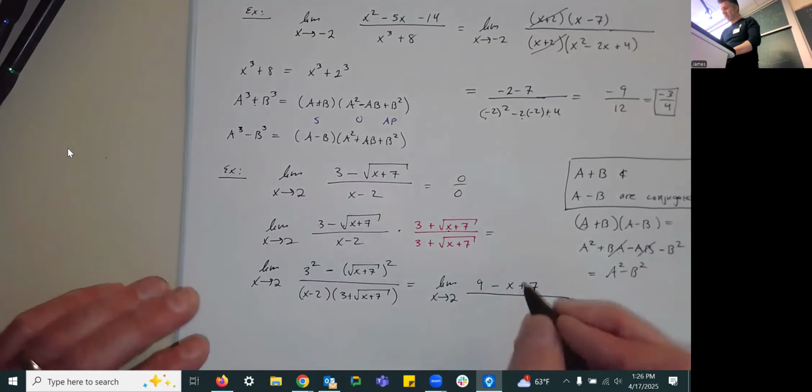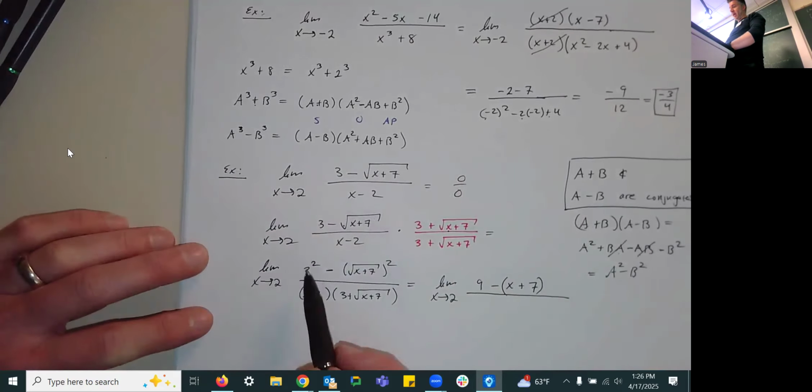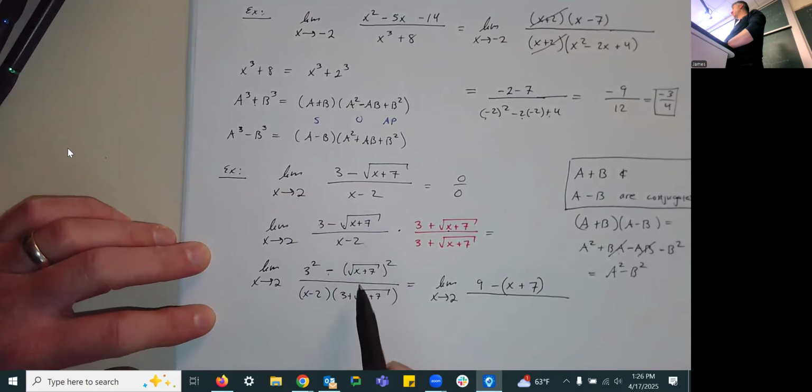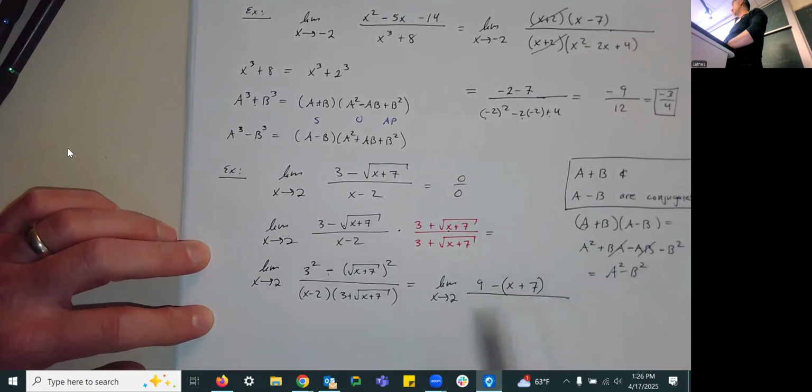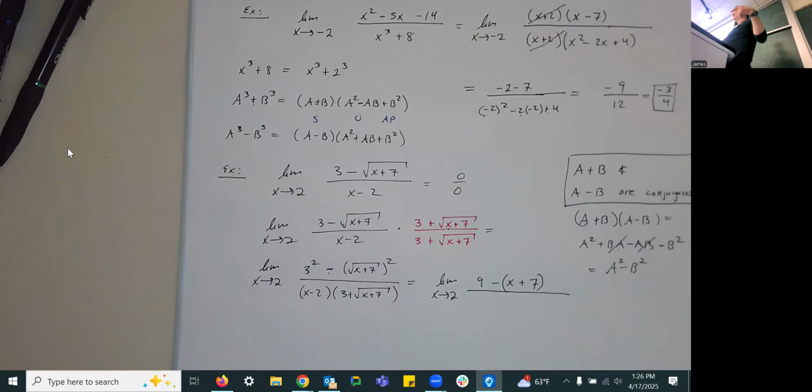And the reason it's a mistake is because I didn't write parentheses around the x plus 7. Right? It's 9 minus all of this. So that minus sign has to distribute to each of those terms. So just be careful. If you find yourself going from 0 over 0 to not 0 over 0 and you haven't canceled anything, it's probably some sort of mistake there.